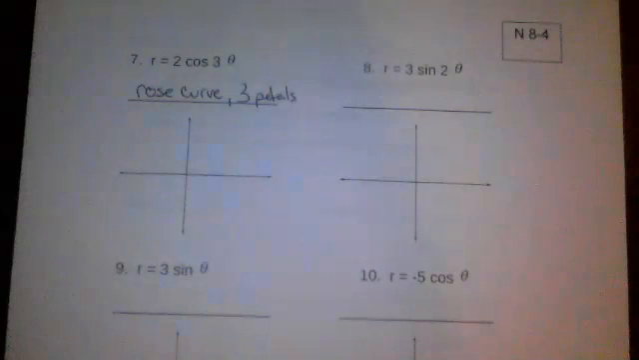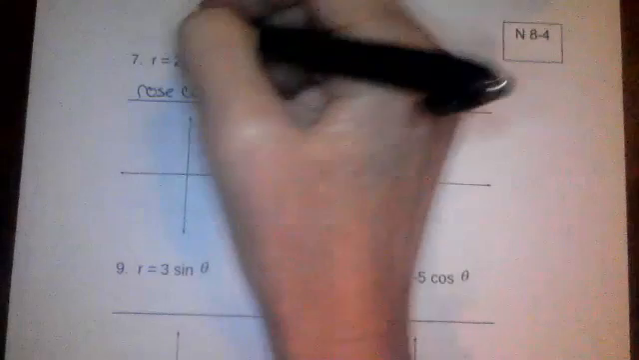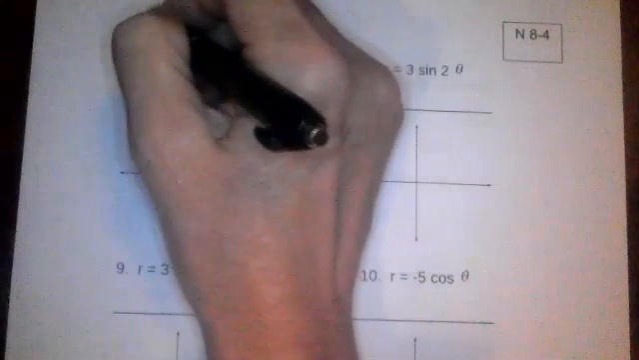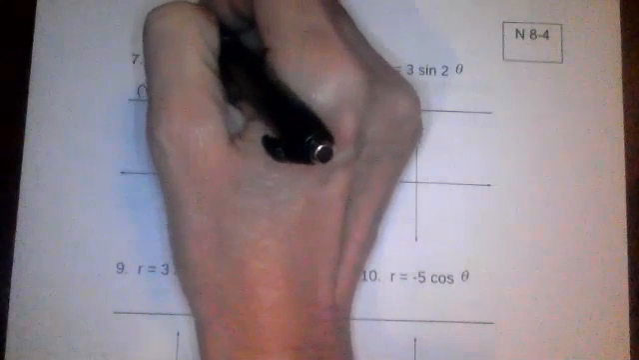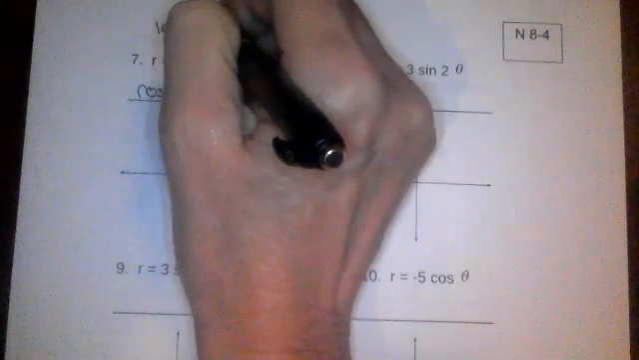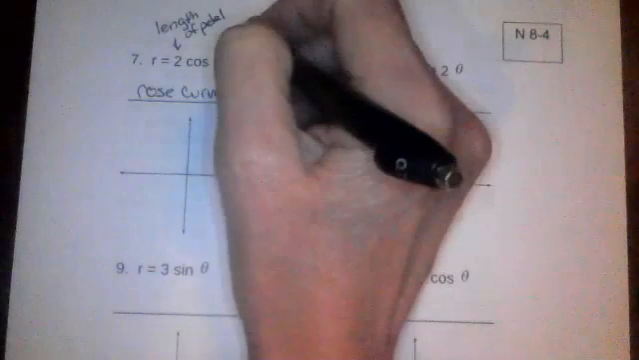All right. So the number in the front here, that's going to give us the length of our petal. The number in front of theta tells us the number of petals.